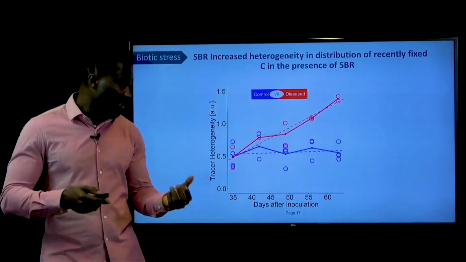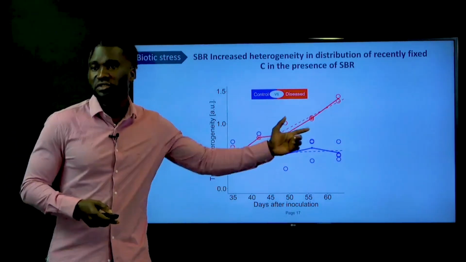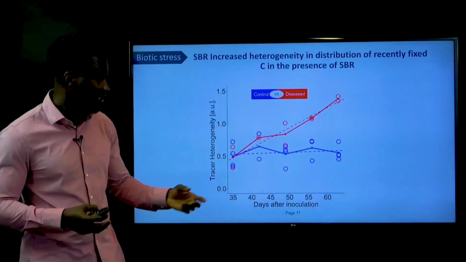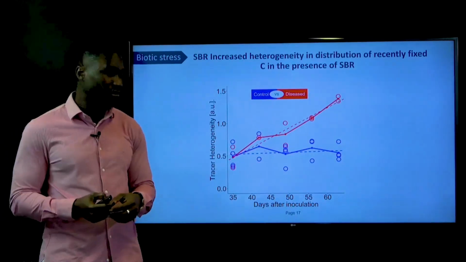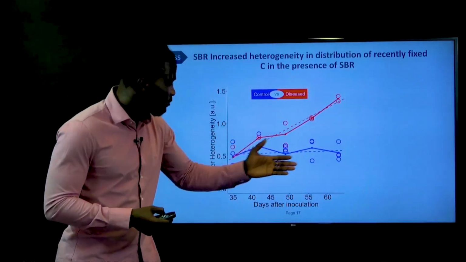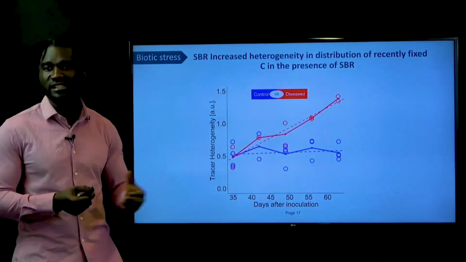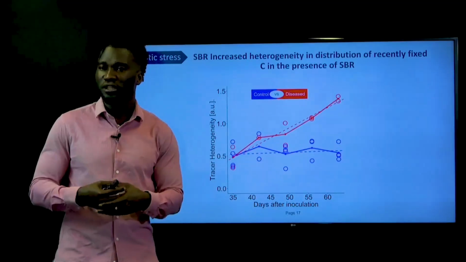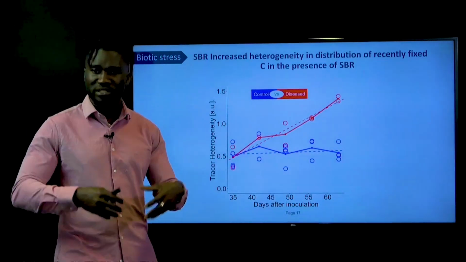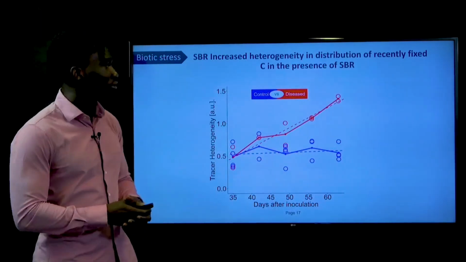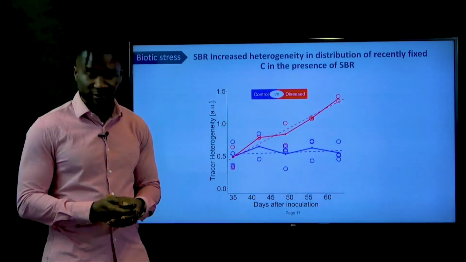Now, we observed that the heterogeneity increased during the course of the experiment by a factor of around 3 for each day in the disease samples, and for the control samples there was no such pattern observed. All this indicated a progressive uneven carbon distribution, which is consistent with an impaired phloem distribution upon the presence of SBR pathogens.